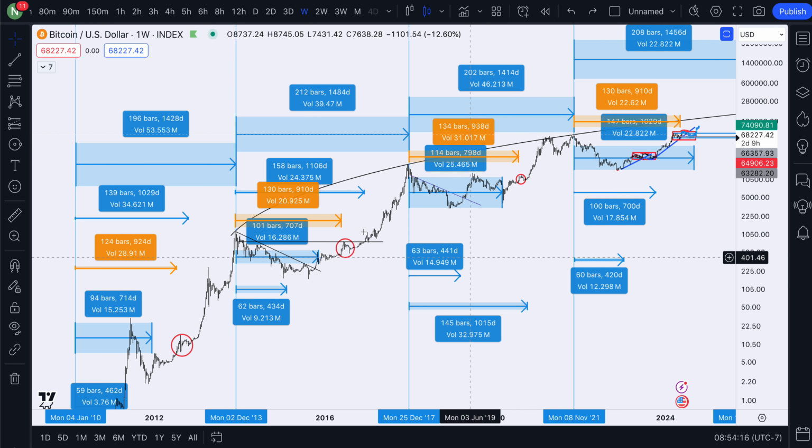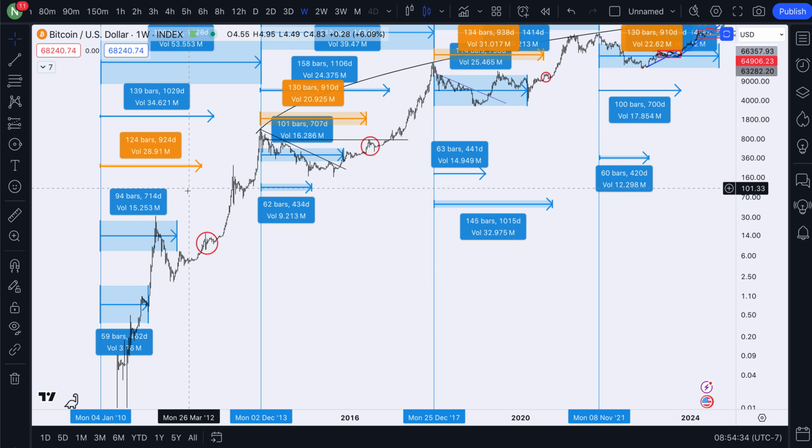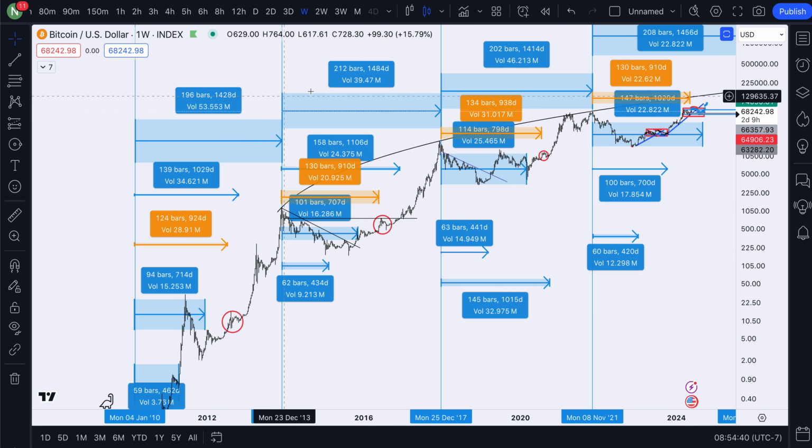So starting off, we have the 1400-day time extension. All of these are just time extensions, so the time between 2 points marked out, and then it's broken down. So we have 4 of them. The first one being 1400 days, 1000 days, 900 days, 700 days, and then 400 days. So 5 of them actually. But basically, all of these played out very, very closely every single cycle that we had.